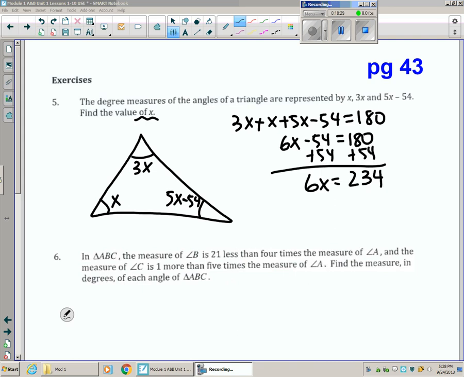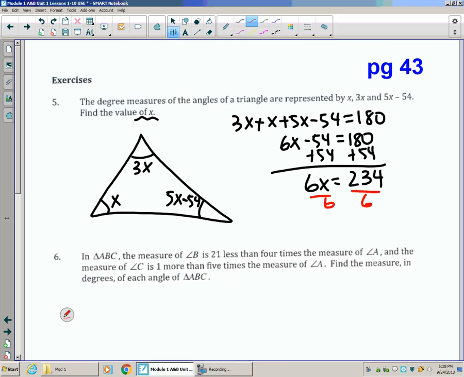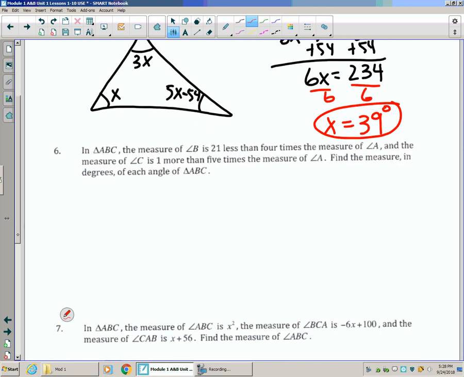So far, this is what I have. I just combined like terms and started moving terms to the other side. So now I'm going to divide by 6, and I am almost done. So 234 divided by 6, x is equal to 39 degrees in this case. All right, so let's go to the next question.